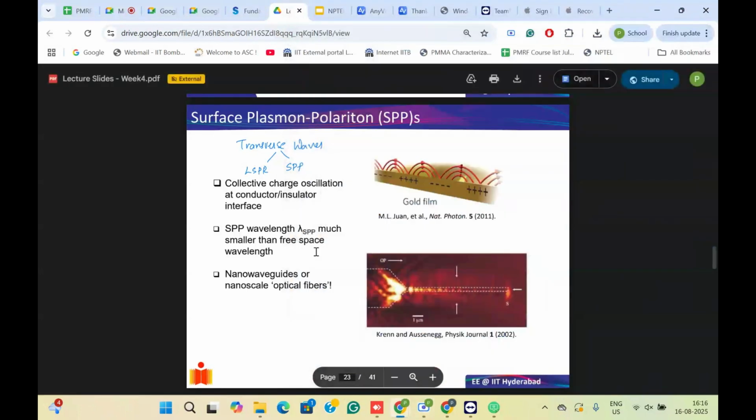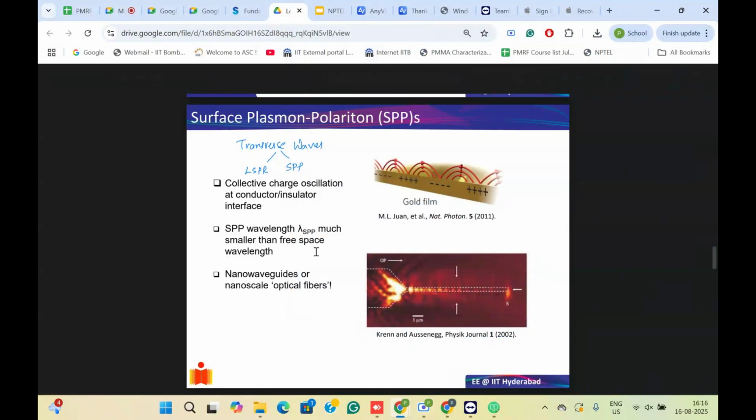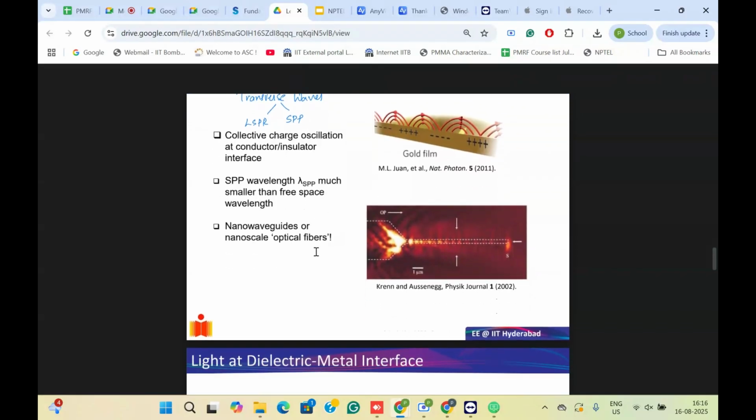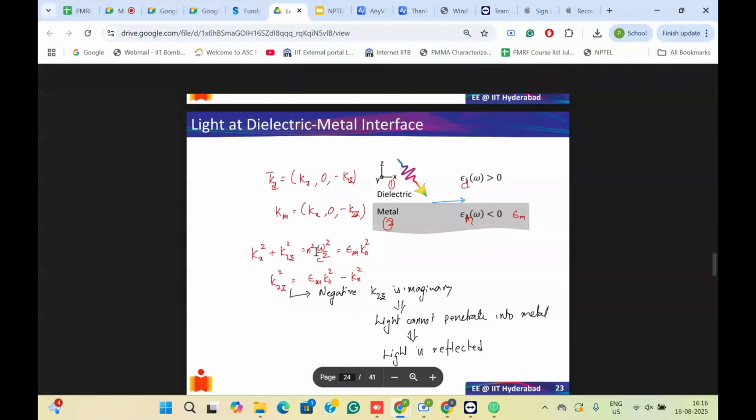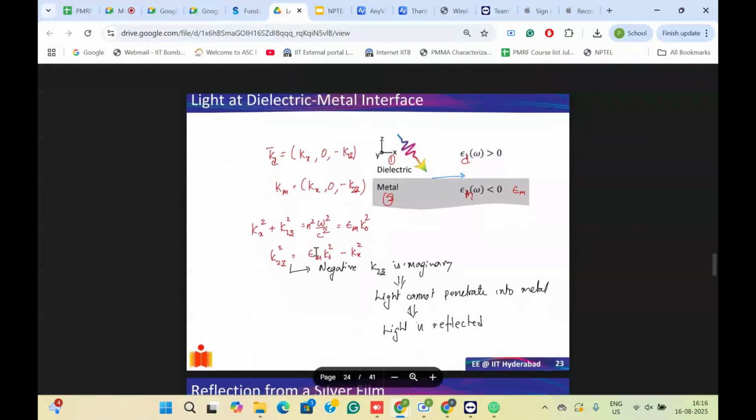So, the SPP wavelength is denoted by lambda SPP, which is smaller than the free space wavelength. In real applications, we generally need waveguides so that we can guide our SPPs. If I am fabricating some waveguide and exciting SPPs, then these SPPs will propagate through waveguides or nanoscale optical fibers.